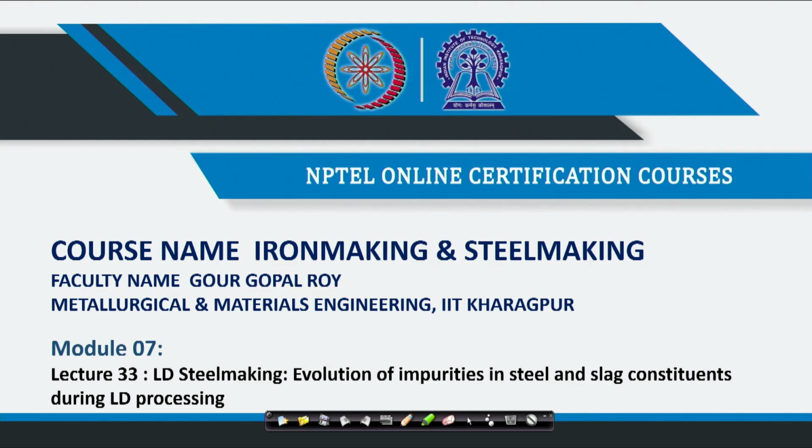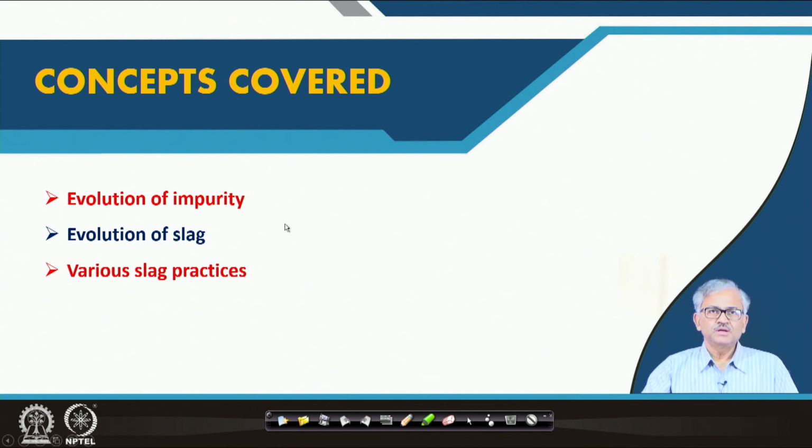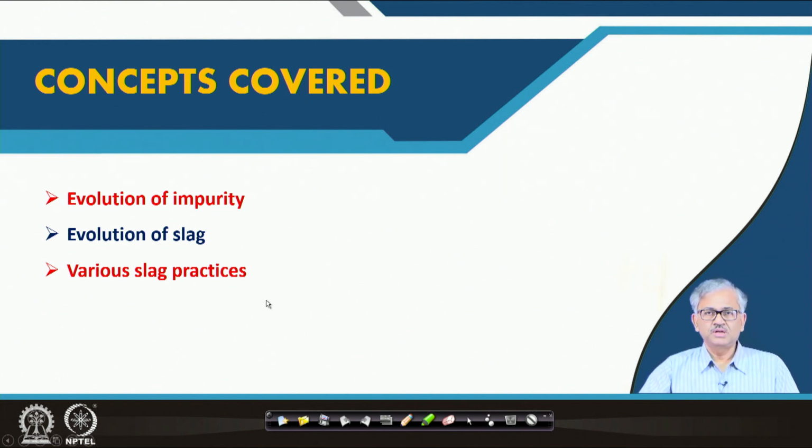Welcome. This is a lecture on LD steelmaking, and today I'll discuss the evolution of impurities in steel as well as the slag constituents during LD processing. The concepts that will be covered: the evolution of impurities during LD steelmaking, and the evolution of the slag and various slag practices during LD steelmaking. For treating different hot metals, you require different slag practices, so we will also discuss that.